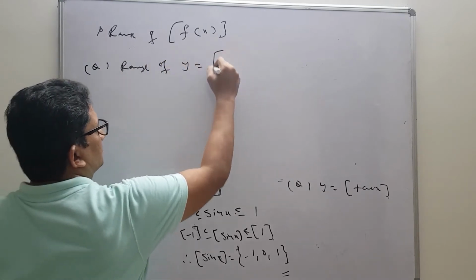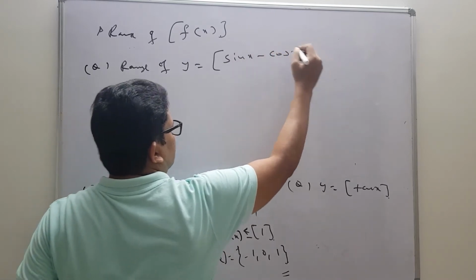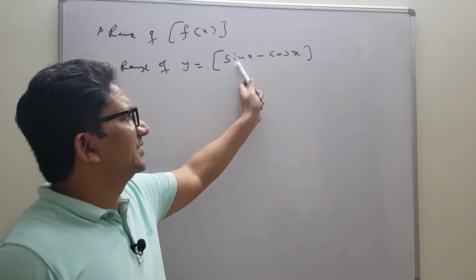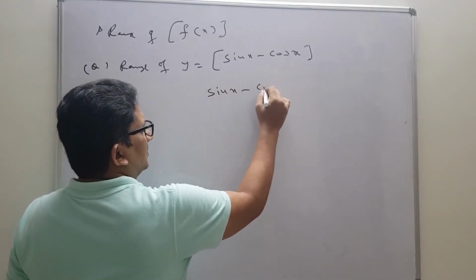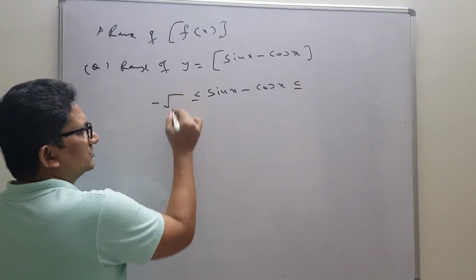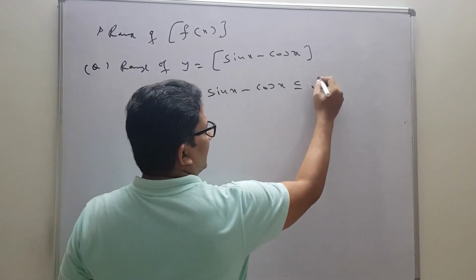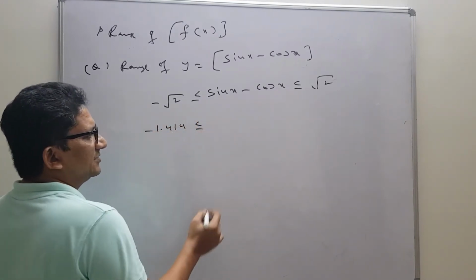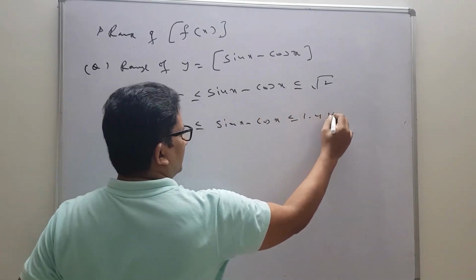Next question, students: range of y equals to step of sin x minus cos x. And listen. So here first we need to find the range of sin x minus cos x, which is a standard type. So we know that sin x minus cos x lies in between minus root of a square plus b square and root of a square plus b square. So here a is minus 1 and b is 1. Root of a square plus b square means root 2. And it lies in between minus root 2 and root 2. And we know that root 2 is approximately 1.414. That is, sin x minus cos x lies in between minus 1.414 and 1.414.